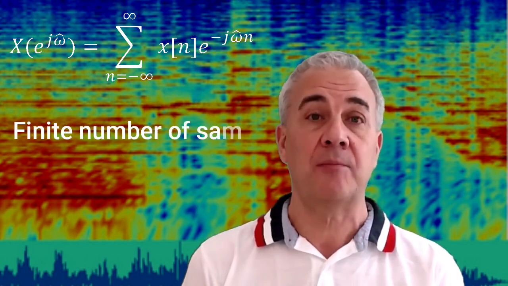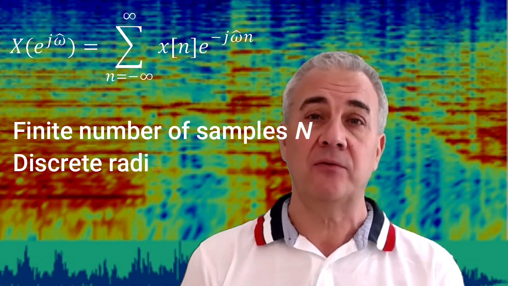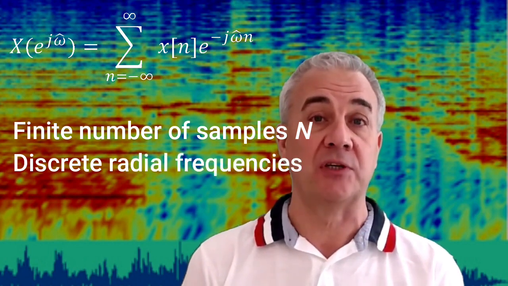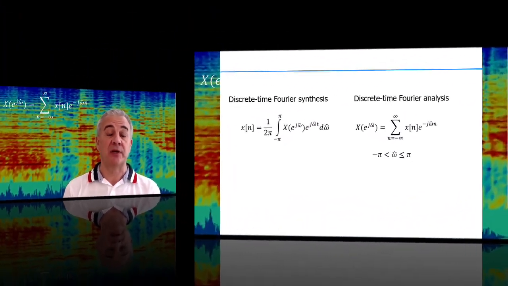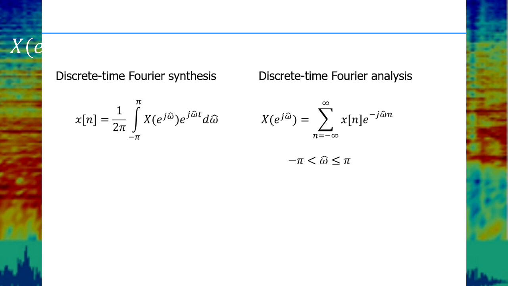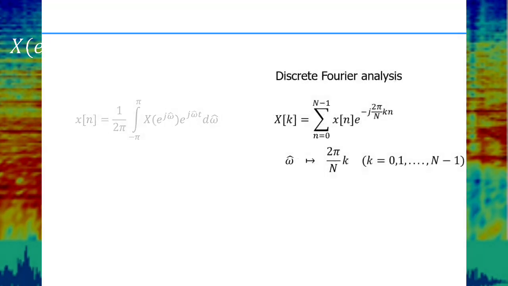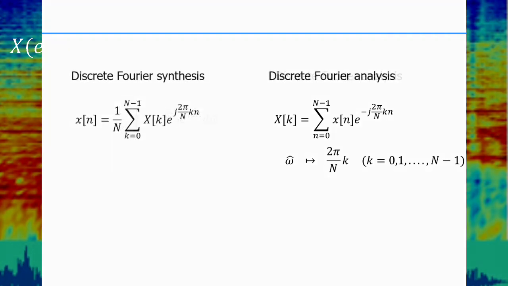The only two things we need to fix in the DTFT are, first, we do not have an infinite number of samples in x of n, and second, we need a discrete set of radial frequencies and not a continuous omega as in the DTFT. We resolve this by limiting the summation in the DTFT to N input samples of the signal x of n, while simultaneously taking N equidistant samples of omega. In other words, we sample the frequency axis. This then finally leads to the DFT analysis and synthesis expression.